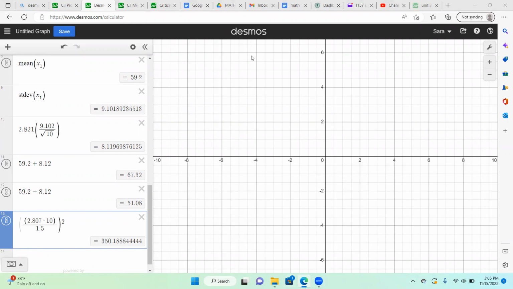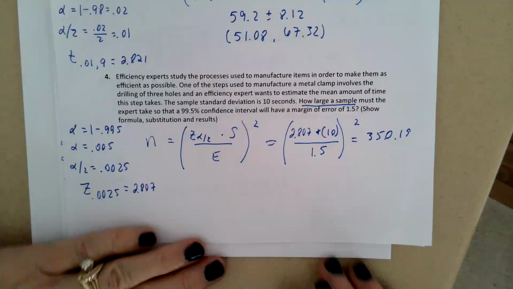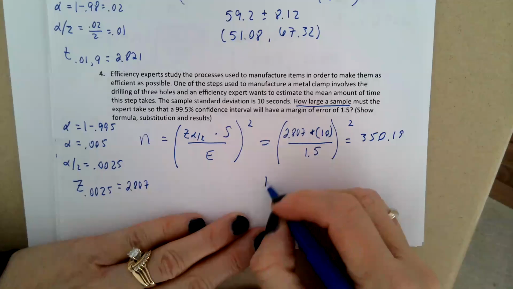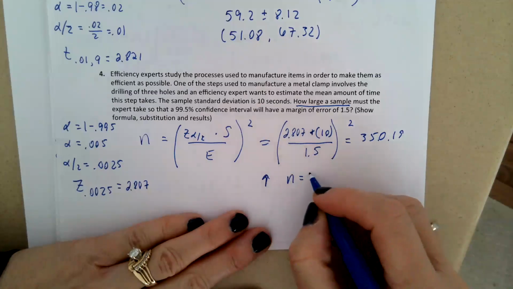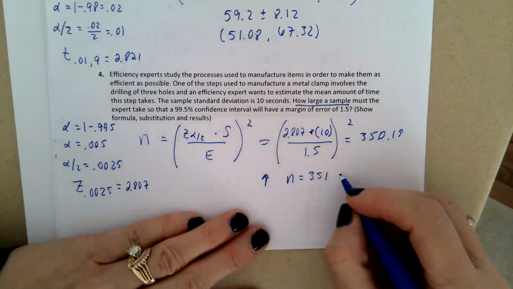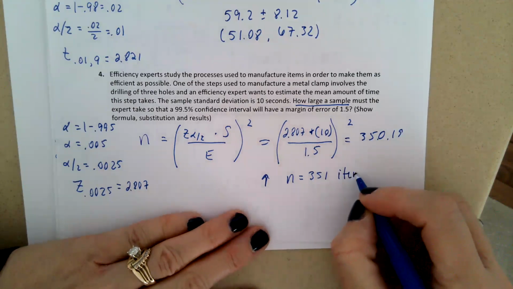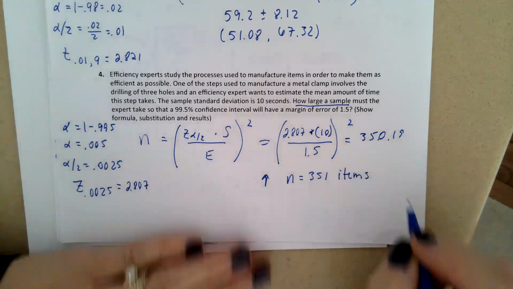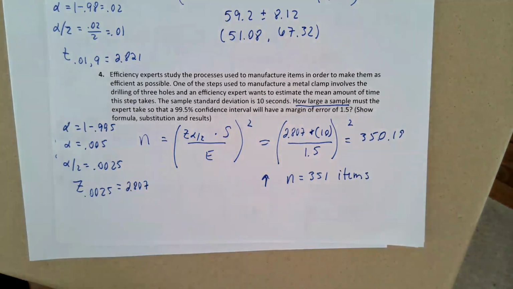So we always round up. So we need a sample of 351 items, clamps, so that we can test them.